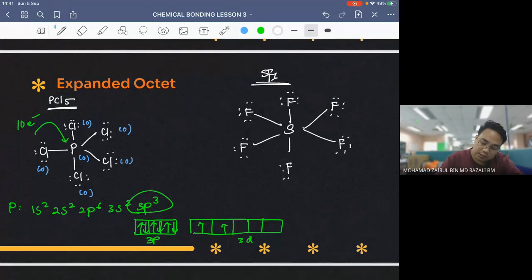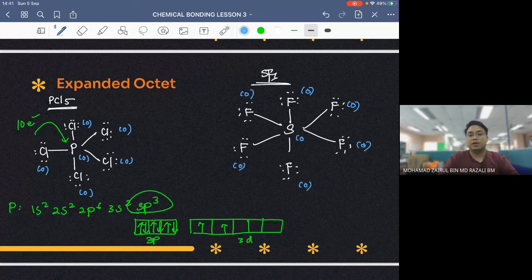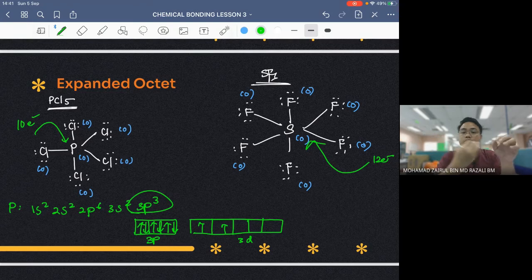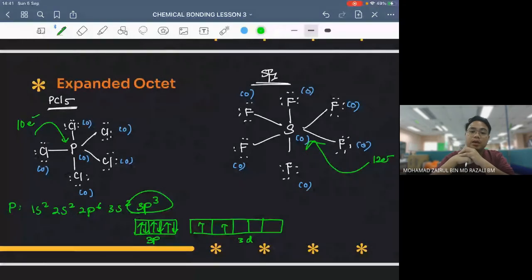So kalau kita kira dia punya formal charge, each of the fluorine will have a formal charge equal to 0, and same goes with the sulfur. And for this case, the total number of valence electrons for the sulfur is equal to 12 electrons, which is greater than 8. Sebab apa? Sebab sulfur ini located in period 3, so maknanya sulfur ini ada empty 3D orbital. So the extra electron tu kita boleh isikan masuk dalam 3D orbital. That's why lah SF6, the sulfur can accommodate electrons greater than 8. Sebab apa? Sebab dia ada empty D orbital.